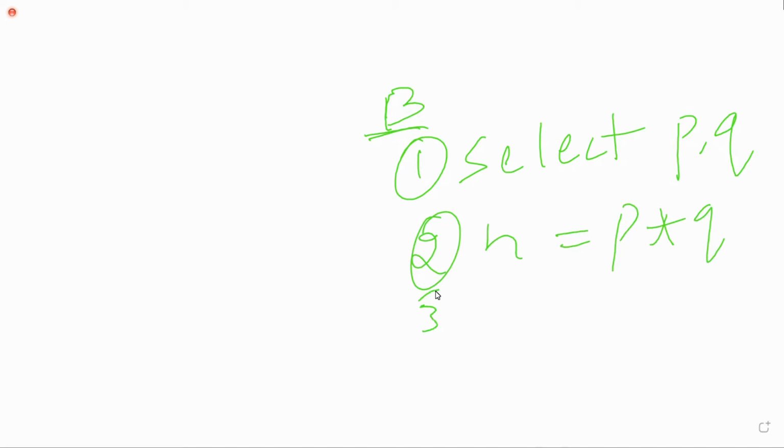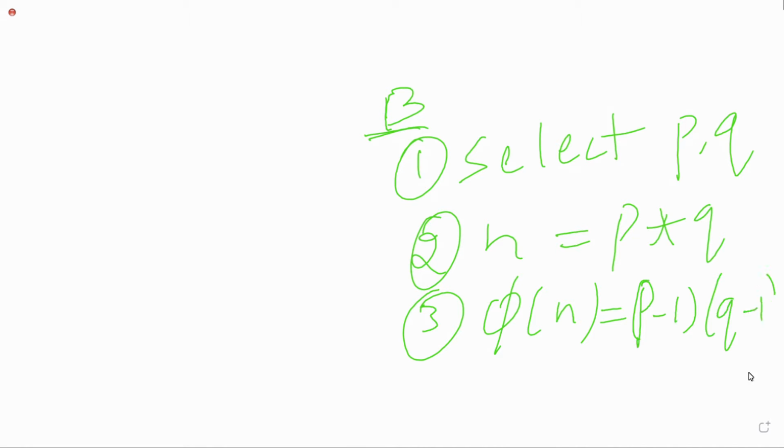Then the receiver has to calculate Euler's totient function, that is phi of n equals (P minus 1) into (Q minus 1). Then the fourth step is that the receiver will choose the public key, that is E.